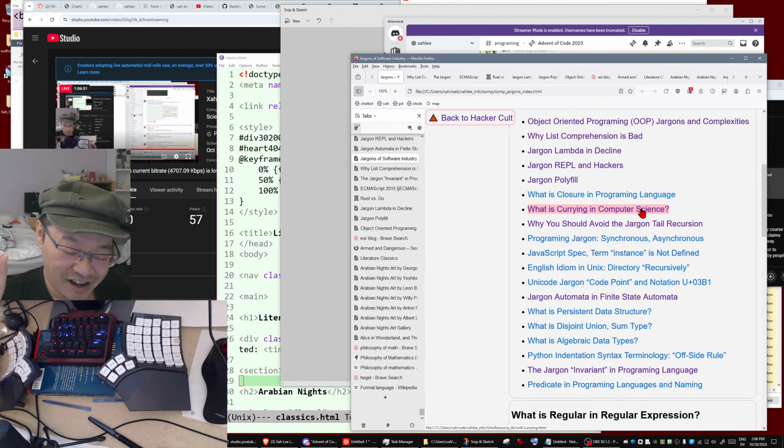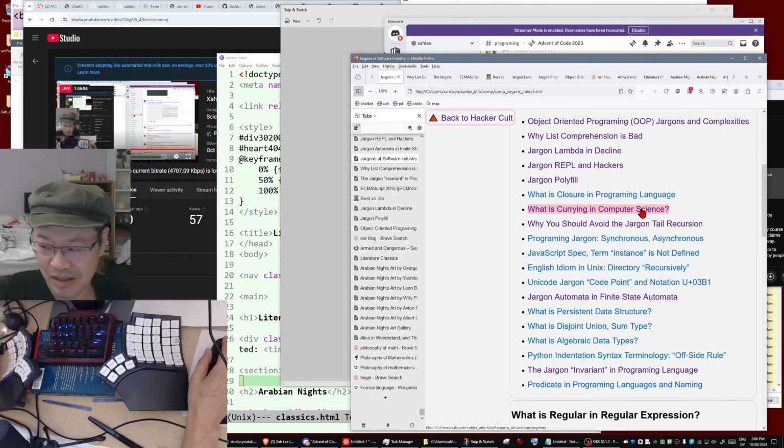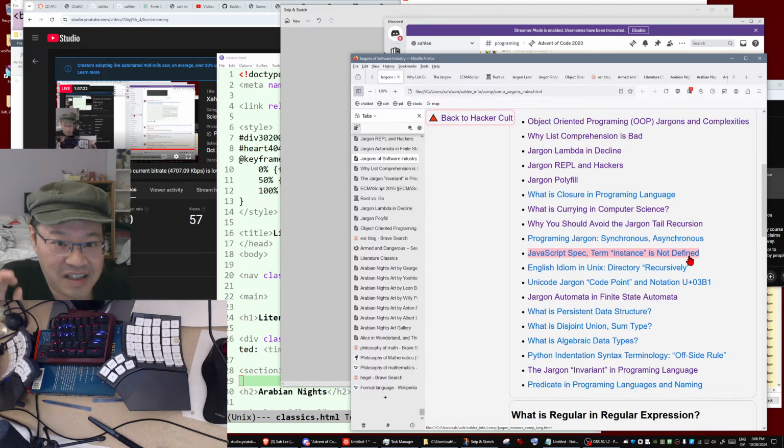So you've got the jargon currying, which is popular in functional programming. Currying came from the mathematician and logician Curry. You've got the jargon tail recursion, which is sung by the Scheme Lispers all the time. You've got the jargon asynchronous and synchronous in JavaScript very much. You've got the jargon instance in the OOP community, like "this object is an instance of that class," which is idiotic.